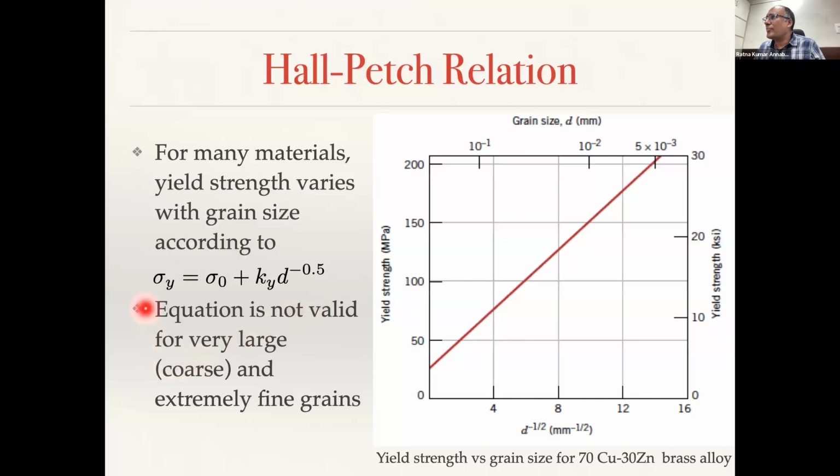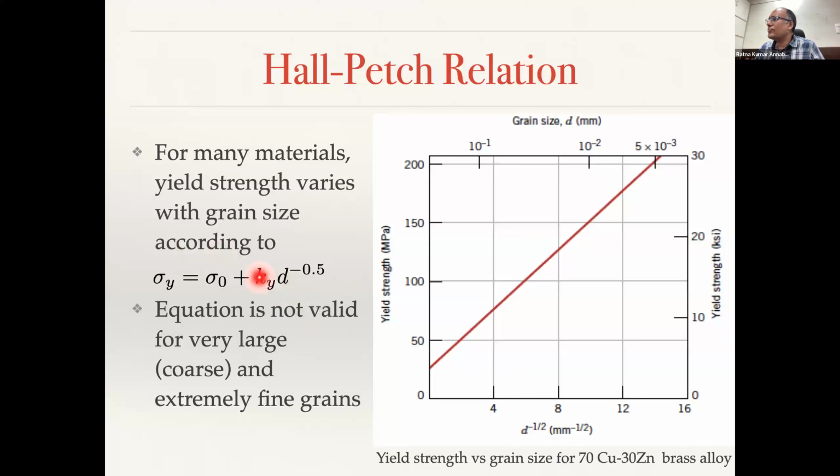So the yield strength of the material, sigma y, is given by sigma naught plus ky by root d. This is what we call the Hall-Petch relation, which represents the relation between yield strength and the grain size. So in ky divided by root d, as you reduce the d value, that means the grain size value, sigma y increases.